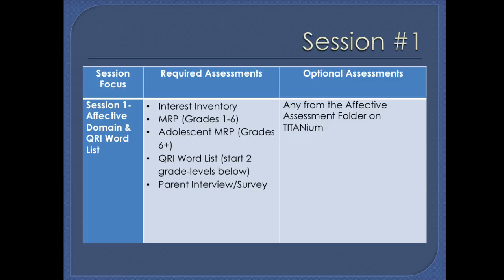Okay, so looking forward into your first session with your second student, it's going to be similar to how you started with your first student. You're going to do an interest inventory, you're going to do a motivation to read profile, except you're going to want to think about the student depending on their age and what's appropriate to ask them. You are going to start off right off the bat with a QRI word list. So as soon as you find the grade level of your student, you're going to want to start 2 grade levels below. And the parent interview and survey. So being that you've already done some of these assessments or these inventories, I'm pretty sure that you're going to be more comfortable doing it this time. And also with the parent interview, you might kind of know what questions you want to ask, what questions you don't want to ask.